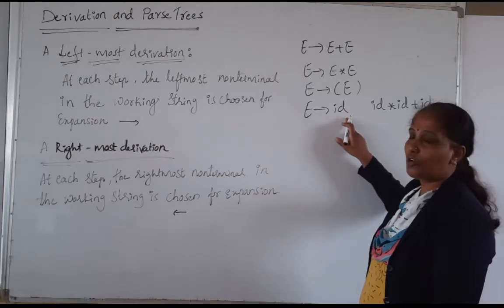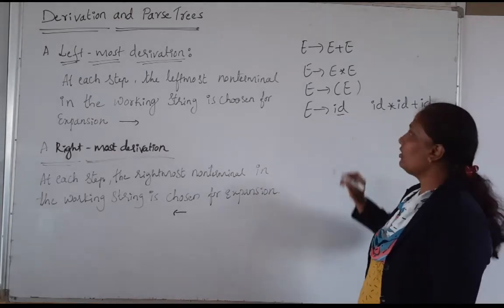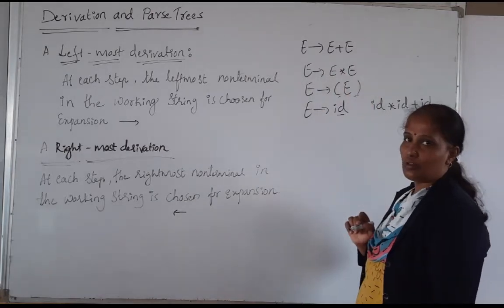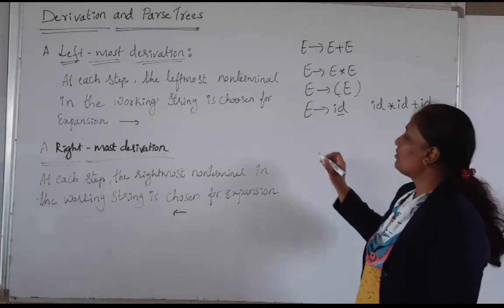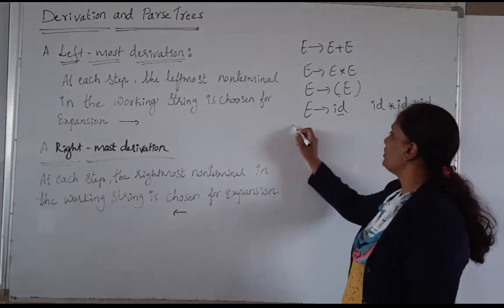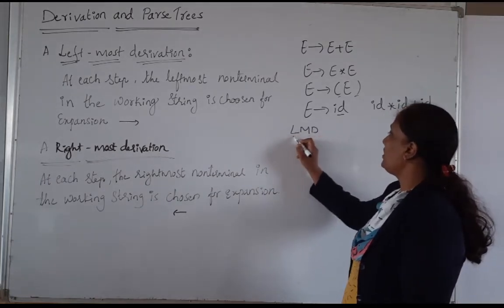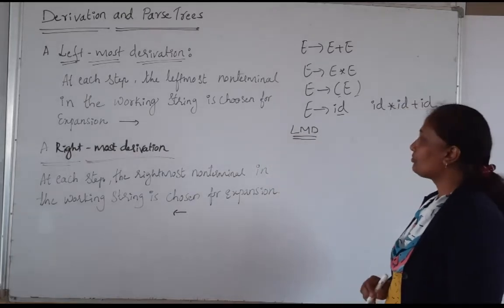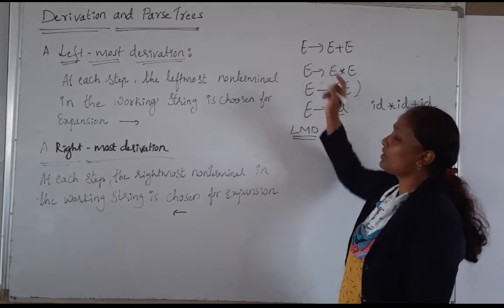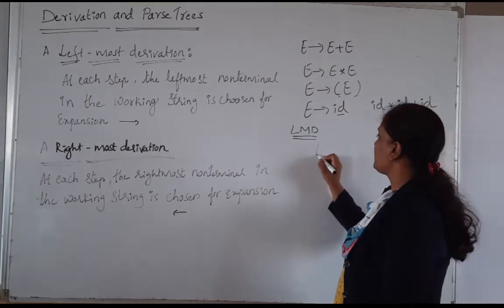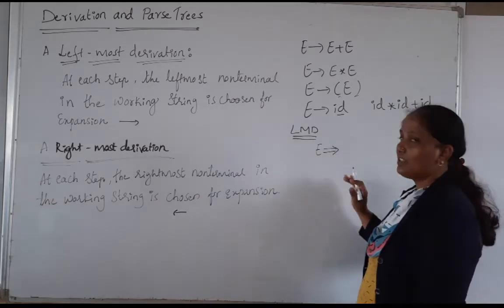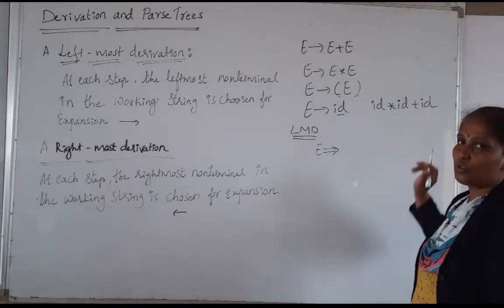And what are the terminal symbols here? ID is a terminal symbol, brackets are terminal symbols, and operators are terminal symbols. Next, I use the first method, leftmost derivation, to derive this string. I will write here LMD, that is leftmost derivation. Always you start with the start symbol of the grammar. What is the start symbol here? E is the start symbol. So I will write E here. This E you are going to derive in such a way that you get the input string.